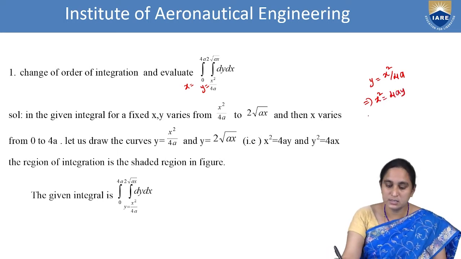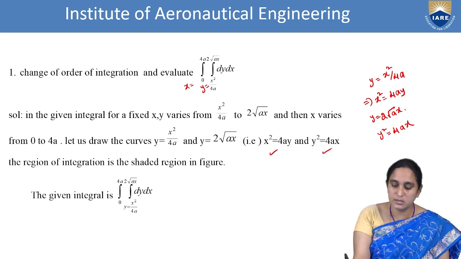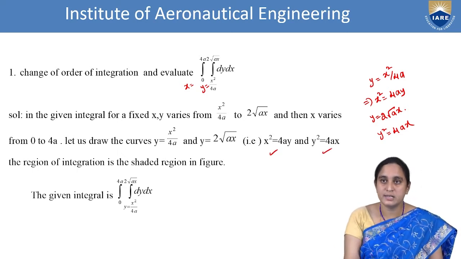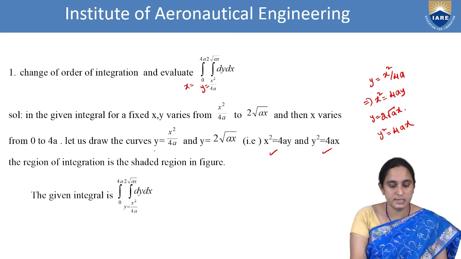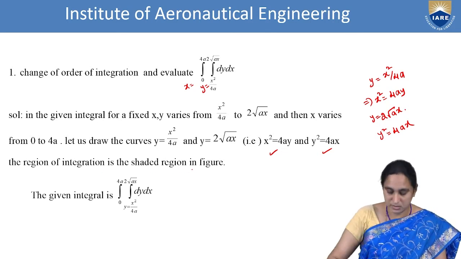Okay, and the next one, y is equal to 2 root ax. From that, y square is equal to what? 4ax. From the limit points, the curves are x square is equal to 4ay and y square is equal to 4ax. The region of the integration is the shaded region in the figure.